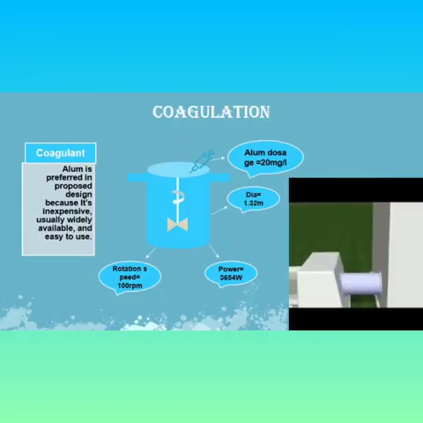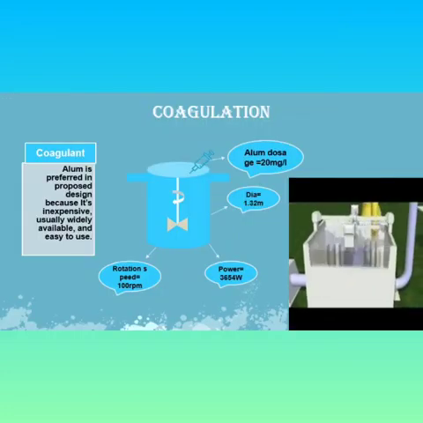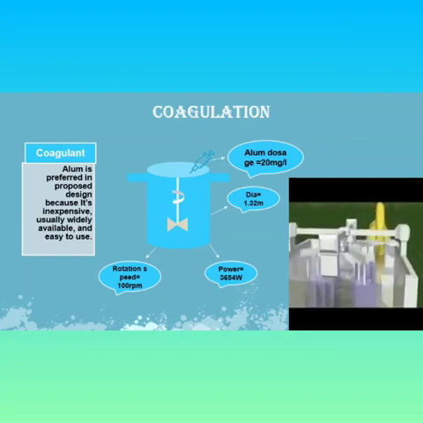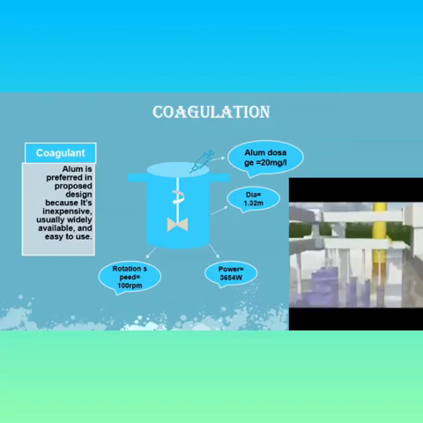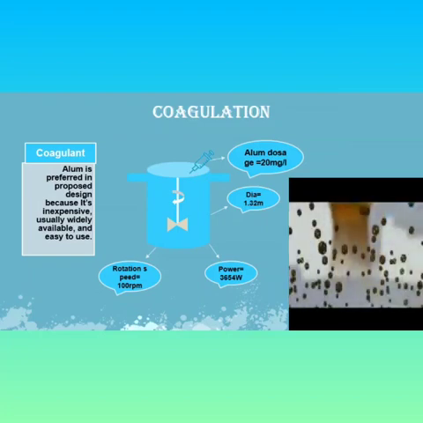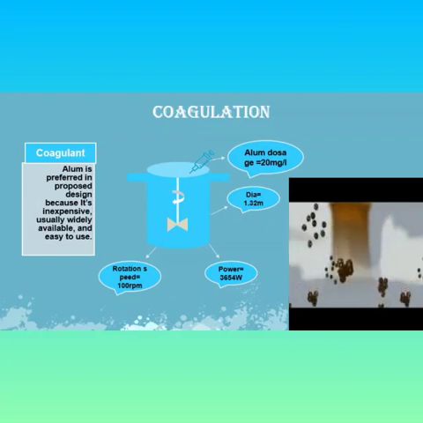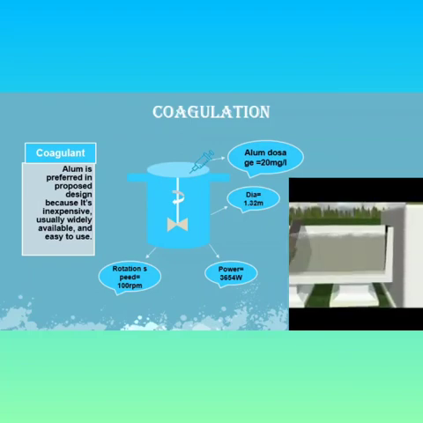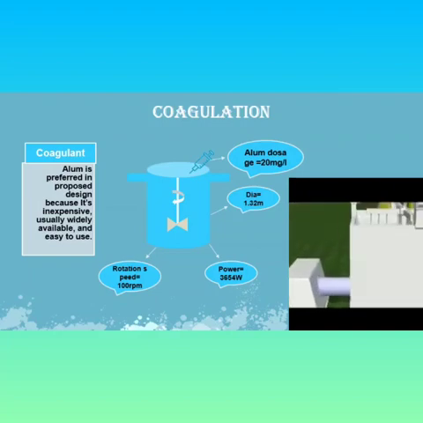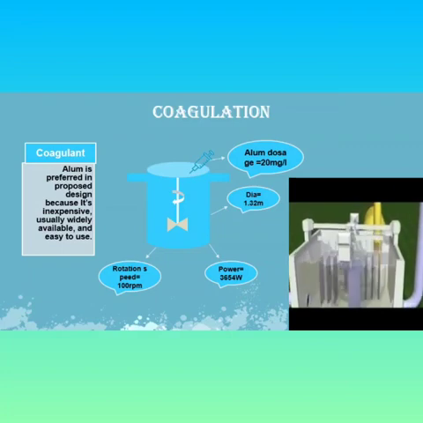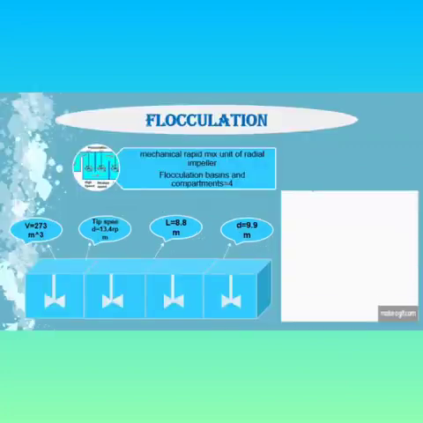Now the coagulation. In the coagulation process, particles are destabilized and the coagulant is added to raw water. The coagulant which we preferred in our design is alum. Why we choose alum? Because it is inexpensive, widely available and easy to use. The diameter of the coagulant tank is calculated as 1.32, the rotation speed of the impeller is 100 rpm, and the alum dose is 20 milligram per liter.